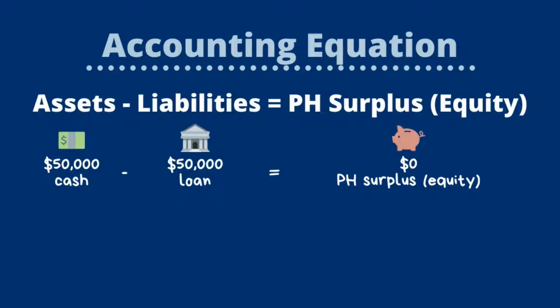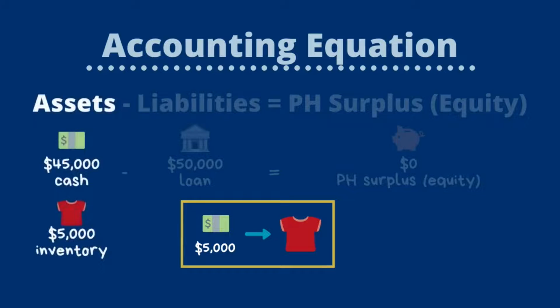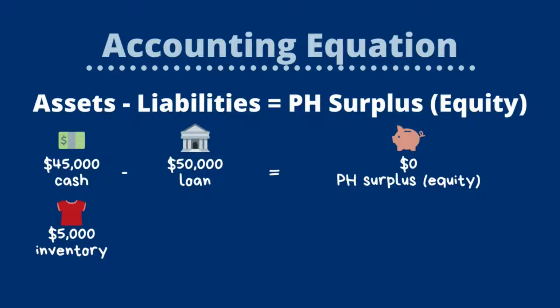Now, let's say you spend some of your money to buy t-shirts to sell. All you've done is split your assets into multiple categories, cash and inventory. You haven't actually increased or decreased what you have altogether, so your equation would be updated as follows: $50,000 in assets made up of both cash and inventory minus $50,000 in liabilities still equals 0 PH surplus or equity.